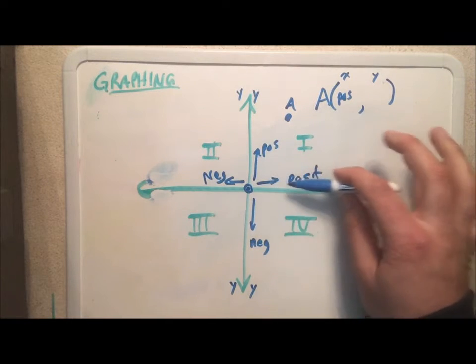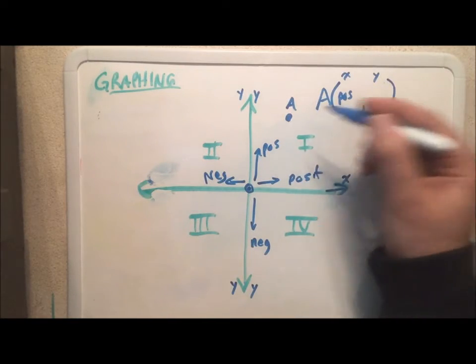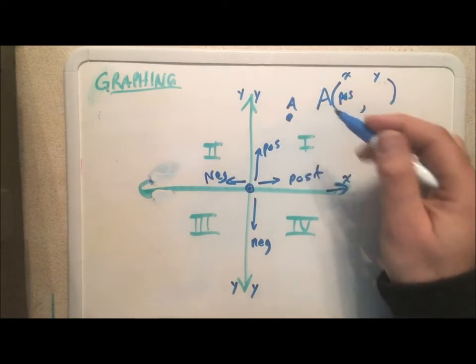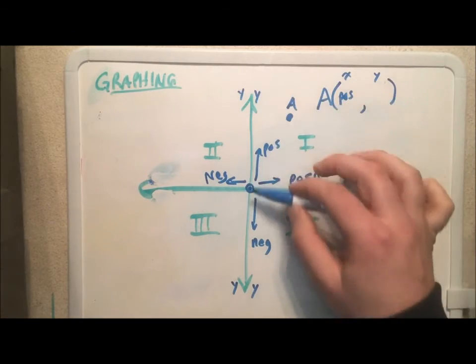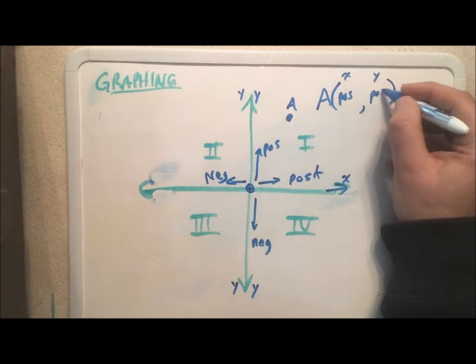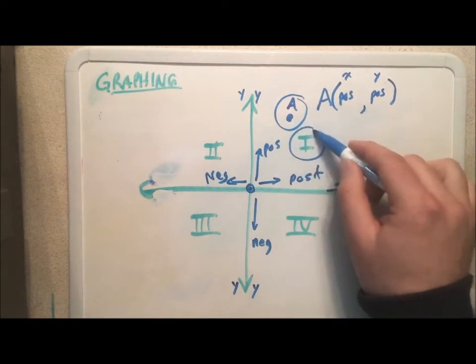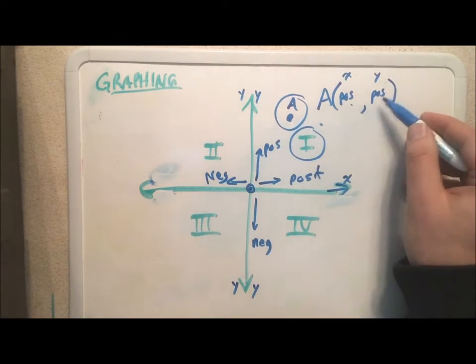Similarly, our y value, we see that the A is in the sky, it's not underground. So A is going to have, the height is going to have a positive value. And the height is how high it is in the y-axis. So we're going to have a positive and a positive. And therefore we see a point that's in quadrant 1 is going to have positive, positive.